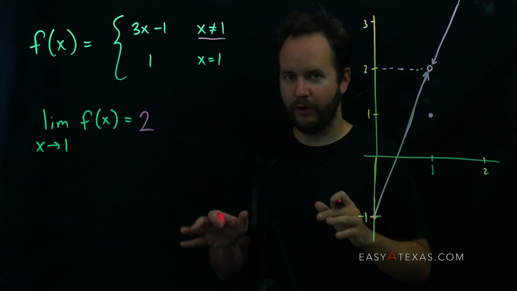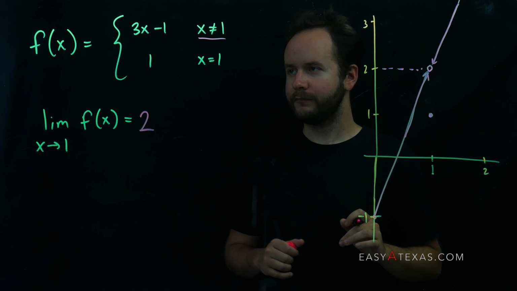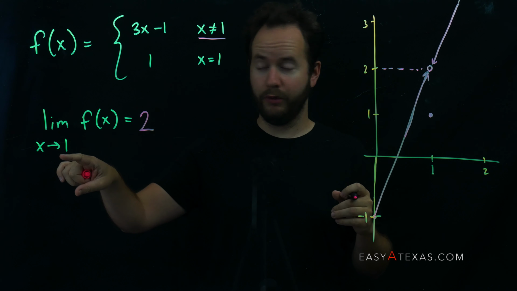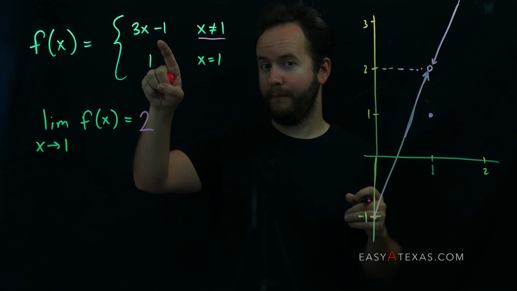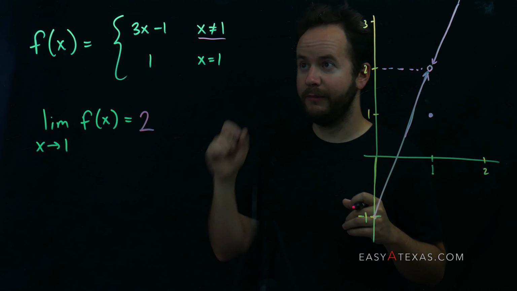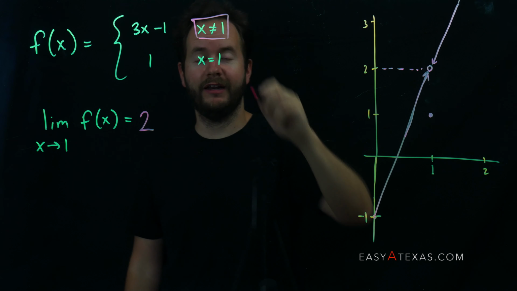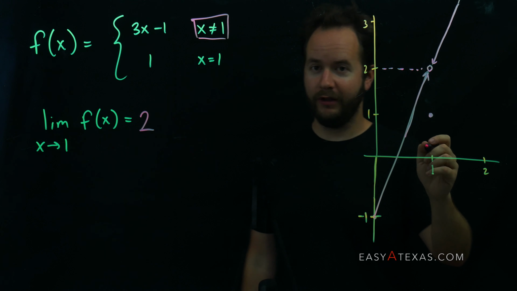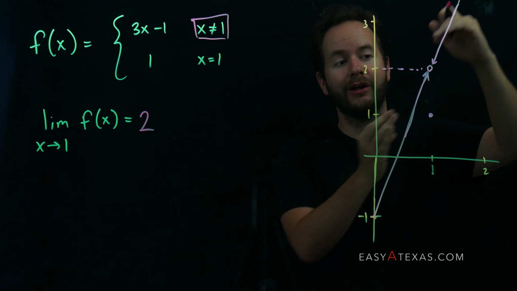But I want to show you a different way, if you don't want to draw the graph. For this problem, you can simply take the x value that we're approaching and plug it into this part of the function. Now that might seem confusing because after all, it does say x is not equal to 1, but that's the point, right? A limit isn't the value of a function at the point. It's the limit. The limit is the value as we get closer to that point.